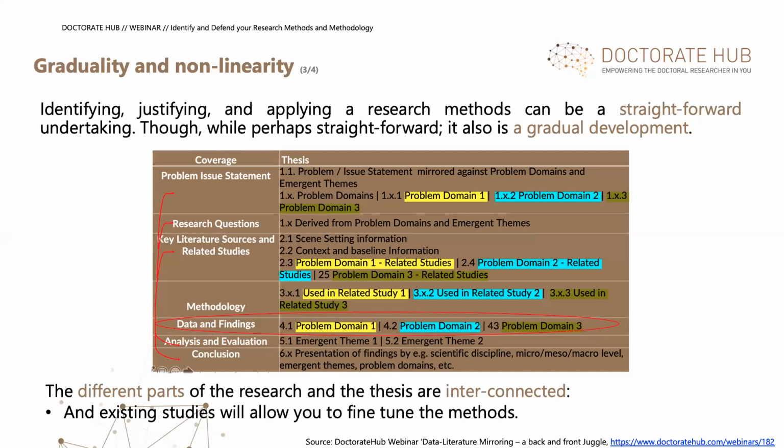Now, this is a gradual thing that you will be doing over time as you progress through your research project. And if you have questions about this mirroring approach, you are welcome to join our webinar on the 5th of May, in which we will be looking into this in more detail. And there's also a replay available from past webinars where we discussed that already.